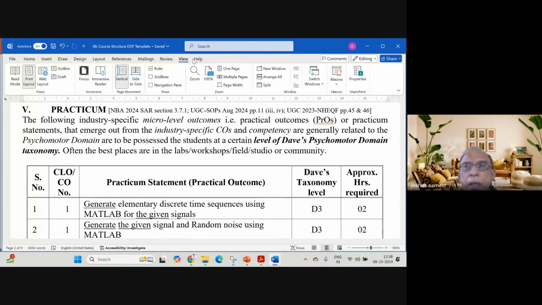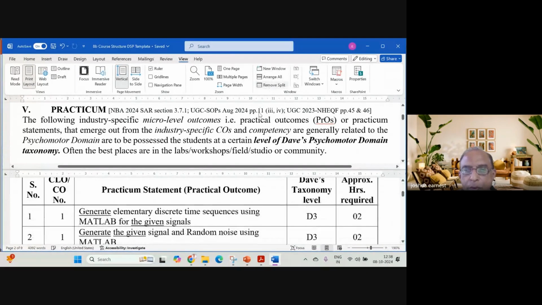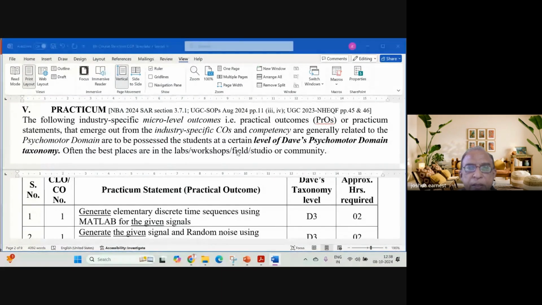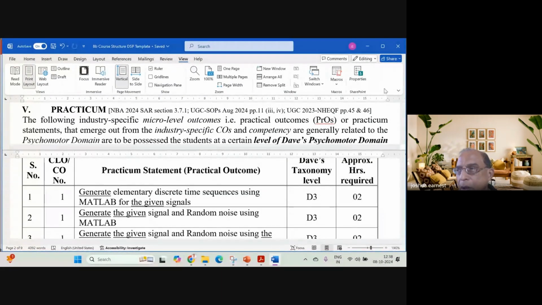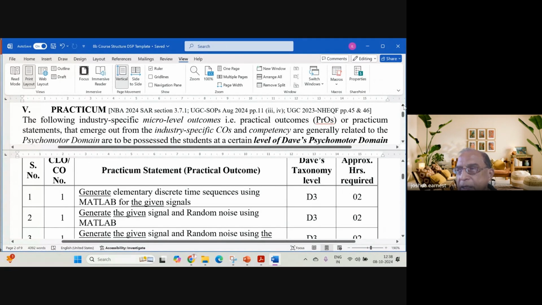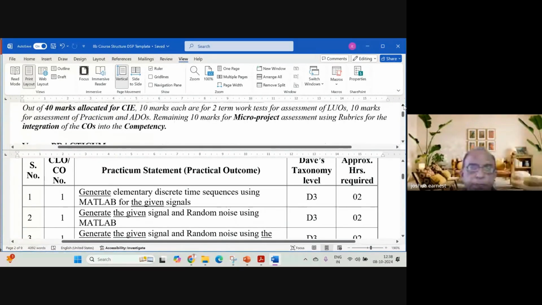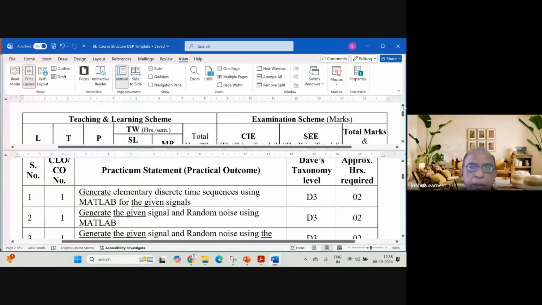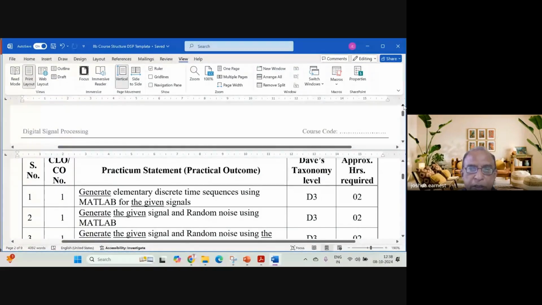Let me split the screen. Can you all see? Yes, sir. Okay, now I split the screen. I'm going on the top. This is a course structure. I'm not showing you all because there's not much time. We cannot discuss all.